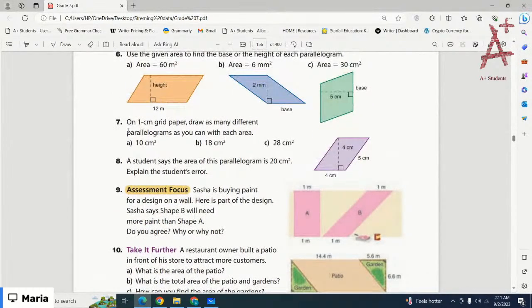Let me just start with question number 7. On 1 centimeter grid paper, draw as many different parallelograms as you can with each area, right? You are given the area, you have to draw the parallelograms with this area, right?